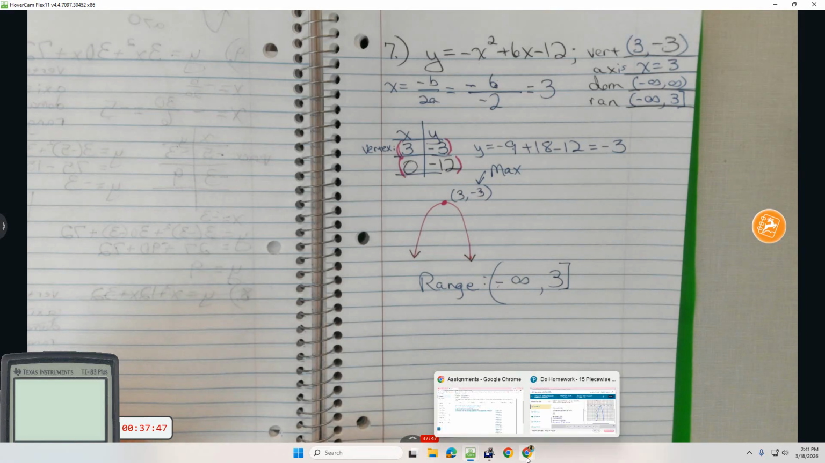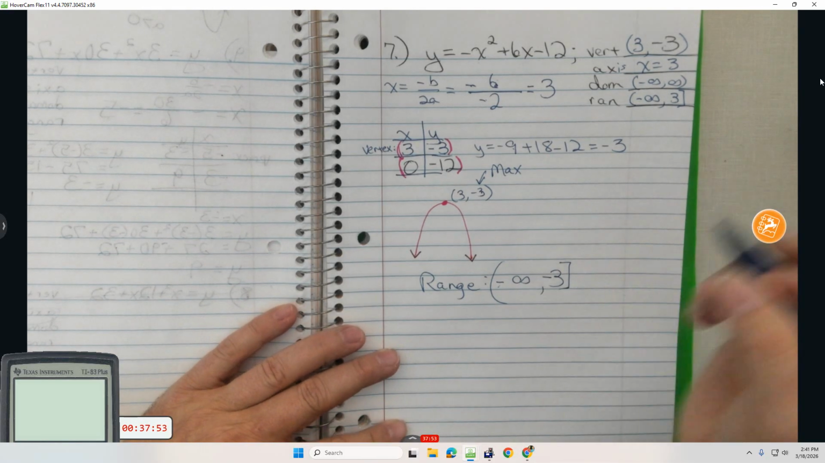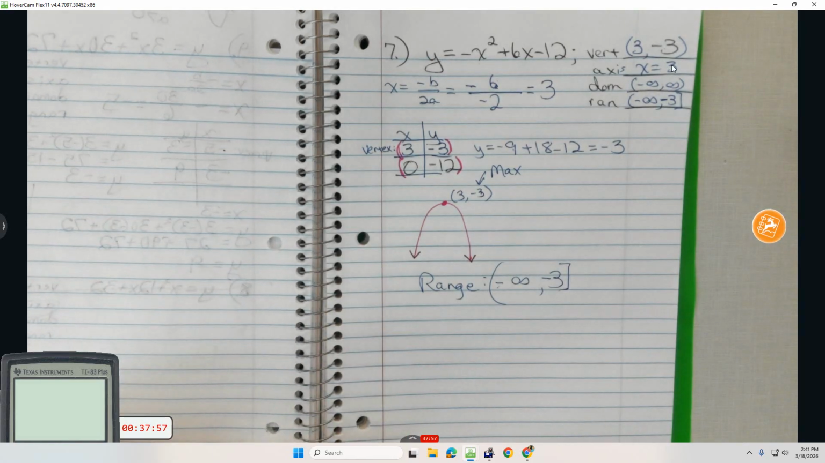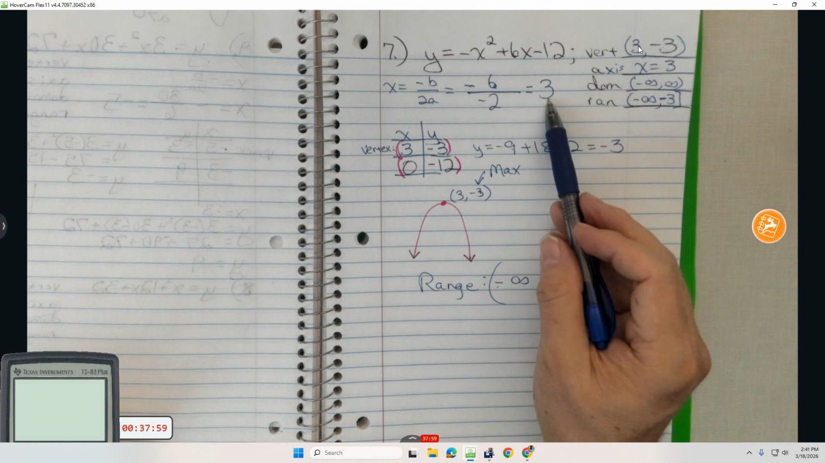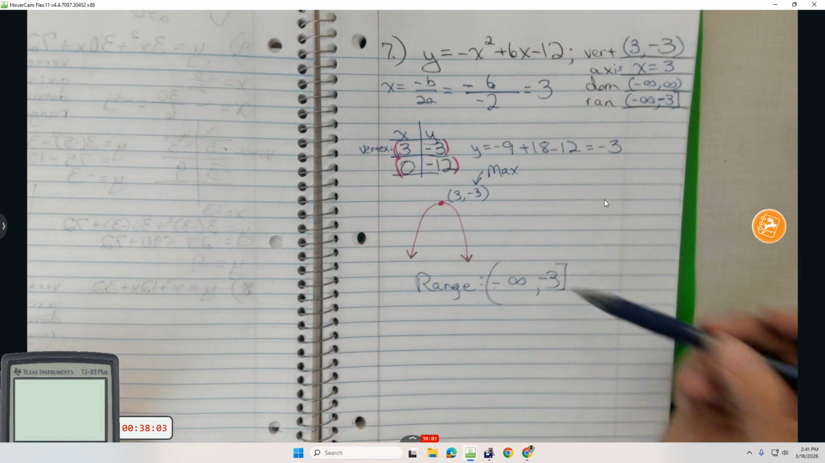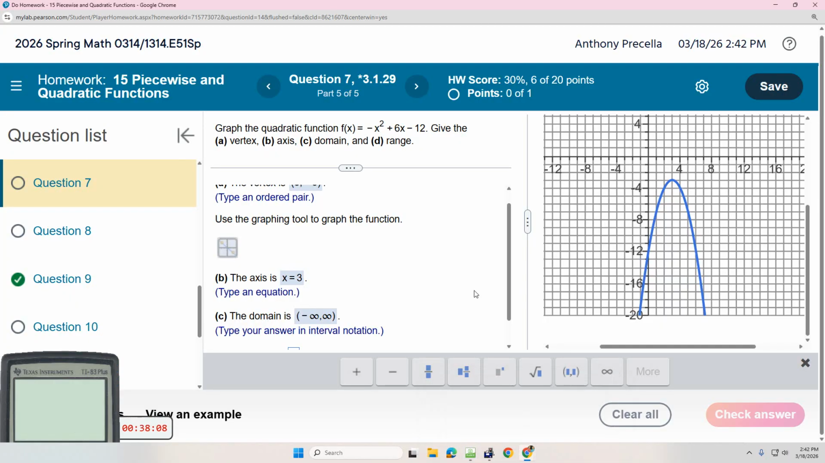I thought it was negative 3. It is negative 3. Oh my gosh, thank you. Negative 3. And right here, no, that's right. That's positive 3. The x is positive 3. The y value is negative 3. Is this when I say, if in doubt, just type negative 3?